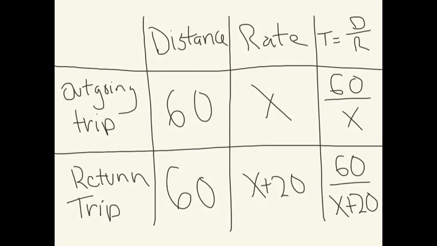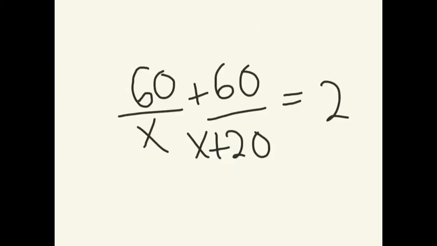For the return trip, the distance is 60 miles, the rate is x plus 20, and the time is 60 over x plus 20. So the equation we will use is 60 over x plus 60 over x plus 20 equals 2, because 2 is the amount of time it took us for the round trip.